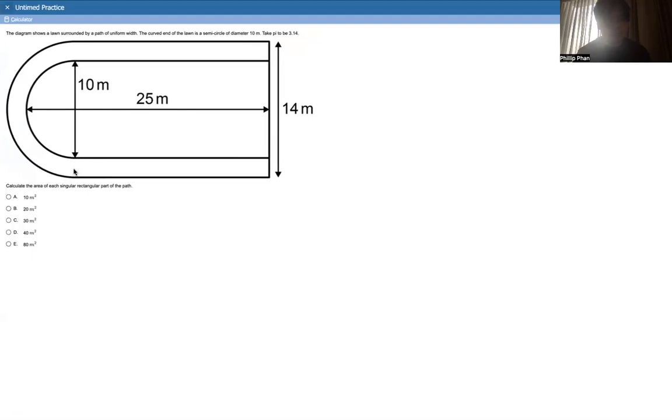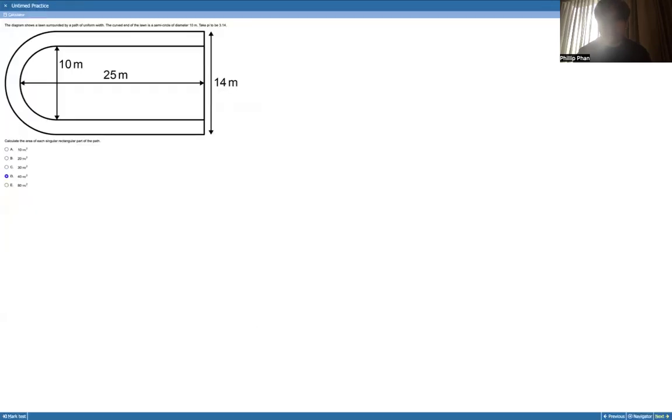And calculate the area of each singular rectangular part of the path. So this one right here, we know this one is going to be 2. We know that this whole length is 10, so this one is 14, so this one is 2. We know the length is going to be 20, so 2 times 20, what is that? 40. And we can simply finish off right there.